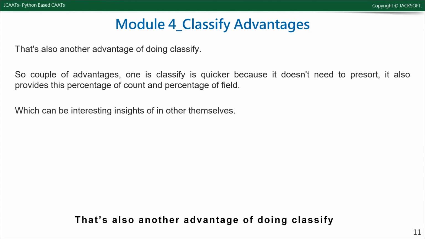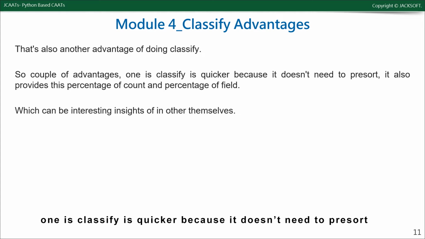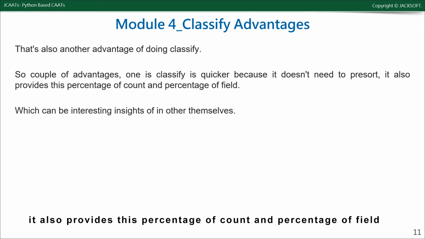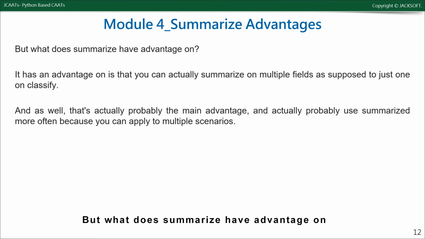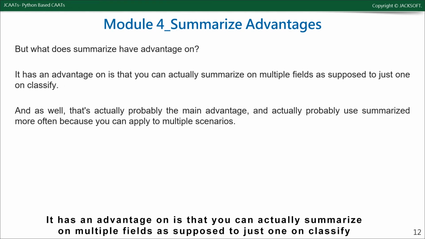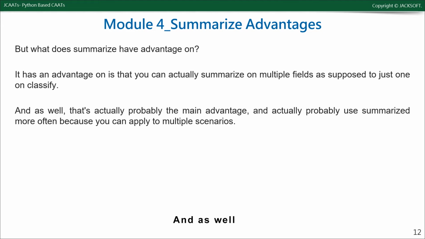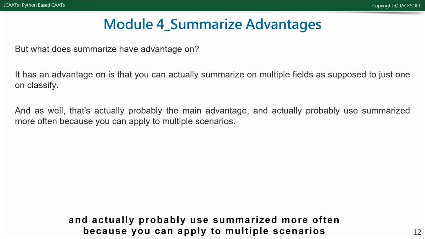That's also another advantage of doing classify. A couple of advantages: classify is quicker because it doesn't need to presort. It also provides this percentage of count and percentage of field, which can be interesting insights in themselves. But what advantage does summarize have? You can summarize on multiple fields as opposed to just one in classify. That's probably the main advantage, and I probably use summarize more often because you can apply it to multiple scenarios.